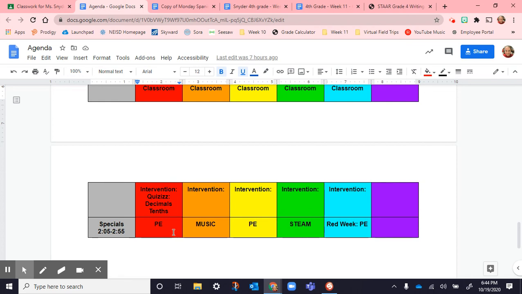Notice on here, with kids phasing in, they had to make some adjustments to the schedule. So we have PE, music, PE, STEAM, and then this week is a red week, so we go to PE on Friday. Take note. I don't know if you have a schedule at home or anything, but take note of the change that you see here.